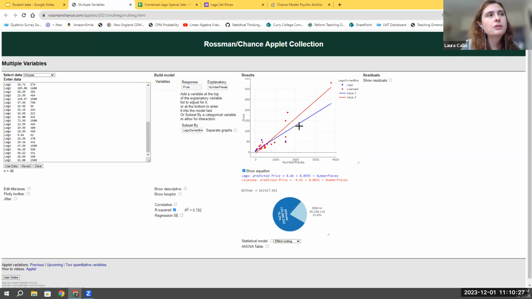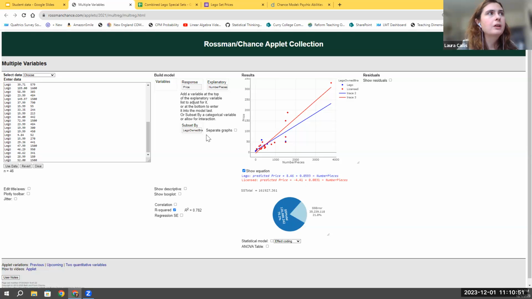And they could see that there's two different lines. And they can see the two different prediction equations and visualize that that red line is getting closer to those red points overall. The blue line representing the Lego owned brands is getting closer to the blue points overall. And they can see that that R squared is going up a little bit too. We're better able to predict the price based off of the number of pieces if we also know if it's a special set.